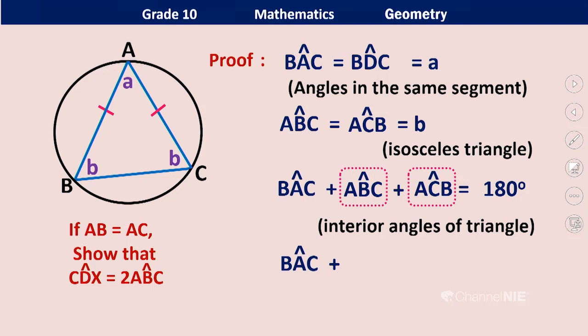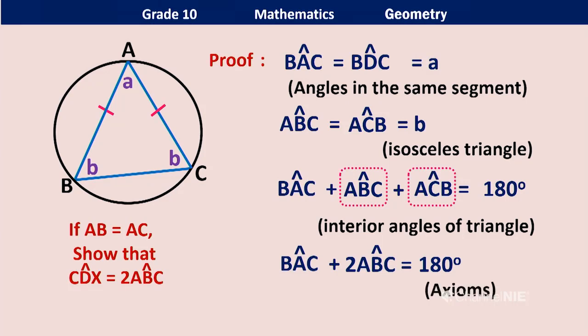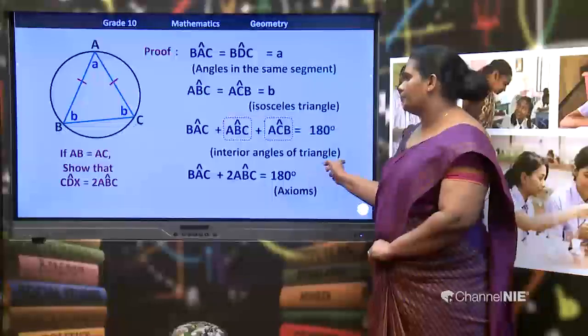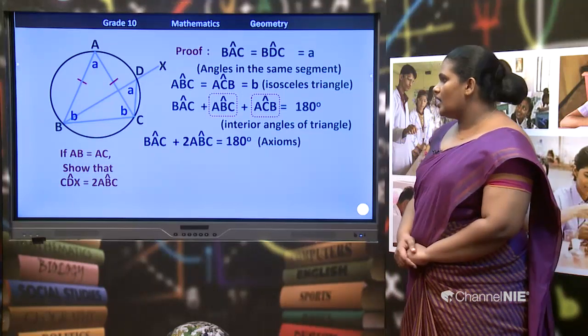What can you say about these two angles? Previously, we got that those two angles are the same. So, instead of these two angles, I am going to write twice one of them, because both are the same. So, instead of these two, I am going to write twice angle ABC is equal to 180 degrees. There I have used axioms to write it as the relationship.